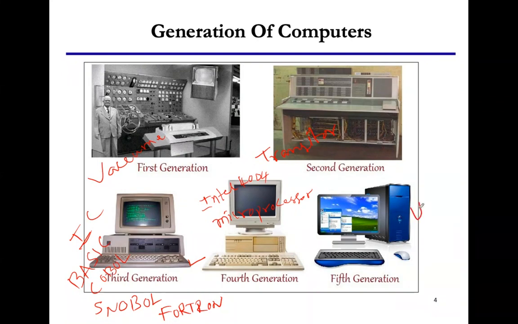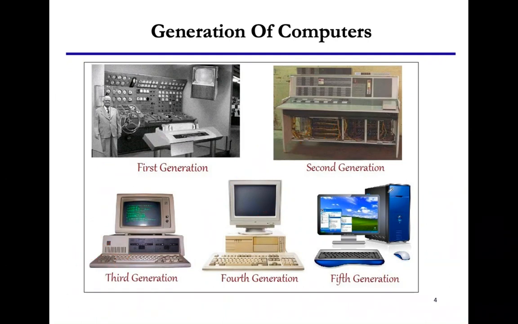So here the ultra large scale, the VLSI, is being used. So these are the fifth generation. If you see the transistor in terms of memory, here vacuum tubes are used, here transistors are used, here integrated circuits are used, here VLSI, very large scale circuits, are used, and here the ultra VLSI is used.